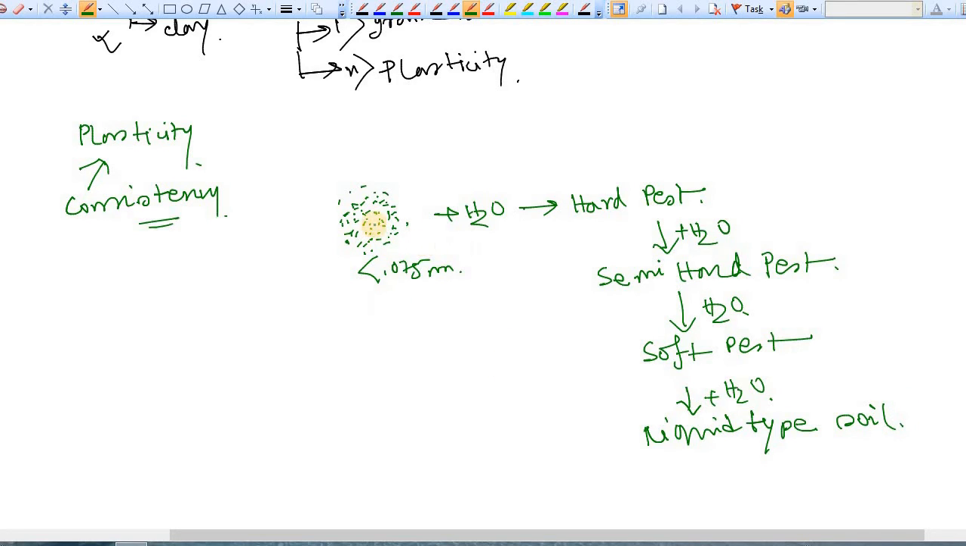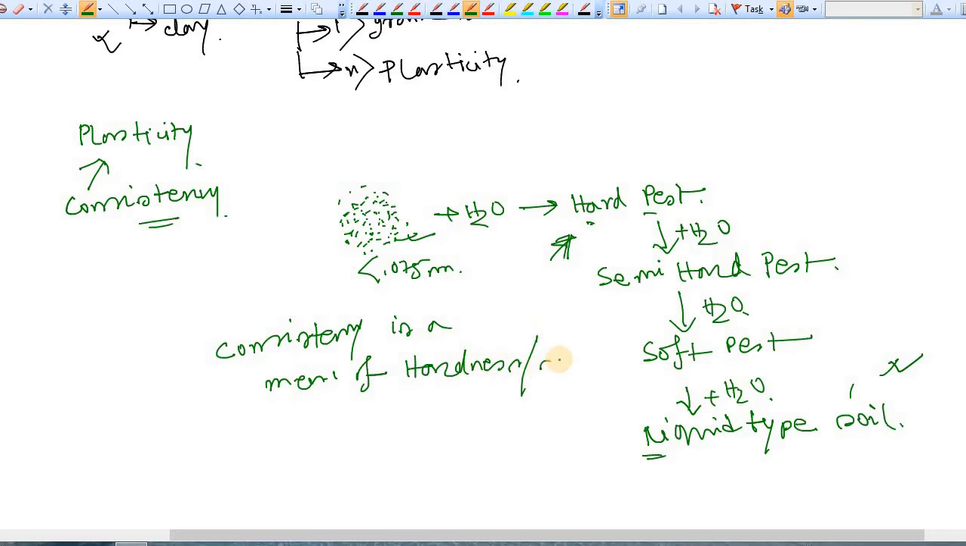So what is the meaning of this water addition in different stages? Well, in each stage you can define the state of the paste by some hardness. Here the hardness is maximum, and in this liquid state the hardness, or the firmness, is minimum. Consistency is a measure of the state. It defines how hard or soft your soil is. So we can say that consistency is a measure of hardness or softness, and it is a function of water content.